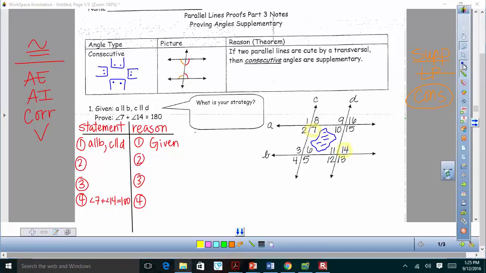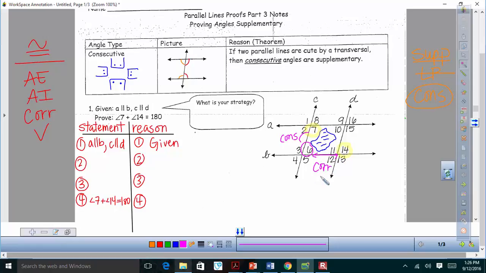Okay? Now, does 7 have an angle it's consecutive to? Okay, 7 is consecutive to 6. You're right. Is 7 consecutive to anything else? 10. Okay. Is 14 consecutive to something? 15. So there's 3 different options, okay? And it doesn't matter which one we use. So where do y'all want to go? 6. Okay, 7 and 6. So I'm going to do 7 and 6 is consecutive. Okay, and then I have to go from 6 to 14. So what's the relationship between 6 and 14?